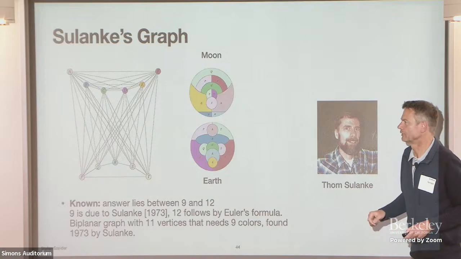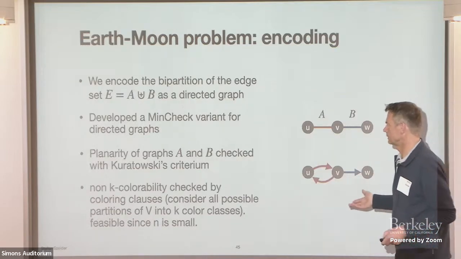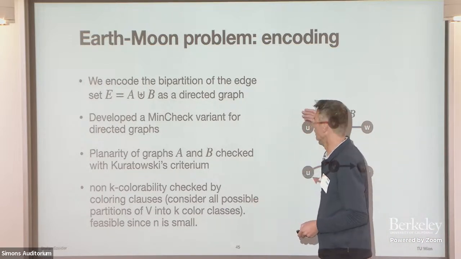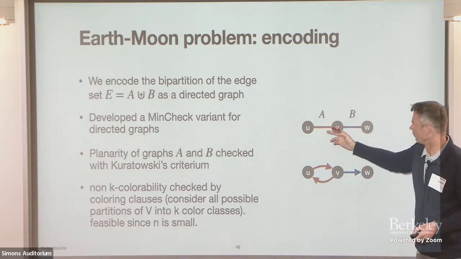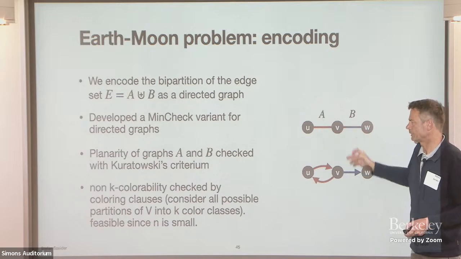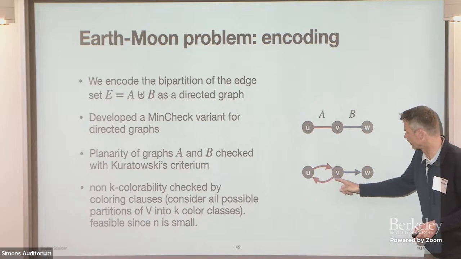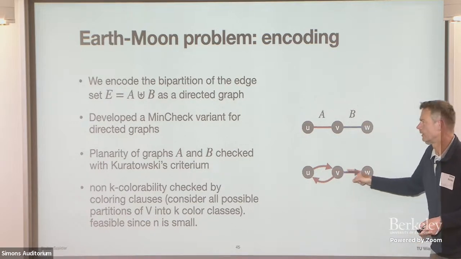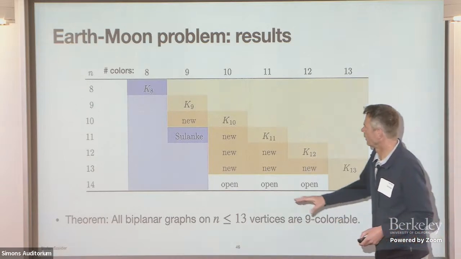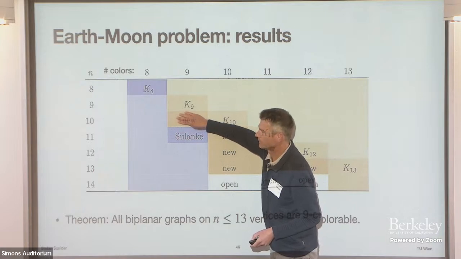I see I need to come to an end. And here we encoded this. We needed to extend SMS to digraphs so that we could encode this partition of the edges into, let's say, red and blue edges by means of encoding them in terms of a directed graph. Either you have this digon or just a simple edge. And we could now show that the Solanke graph is optimal in the number of vertices.